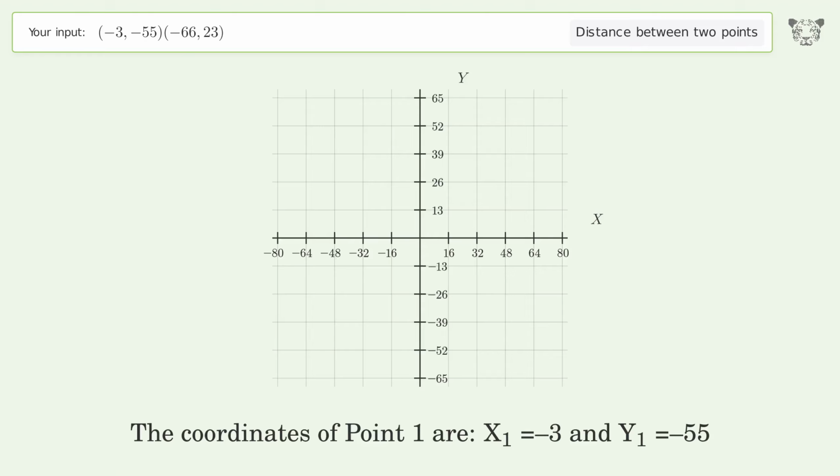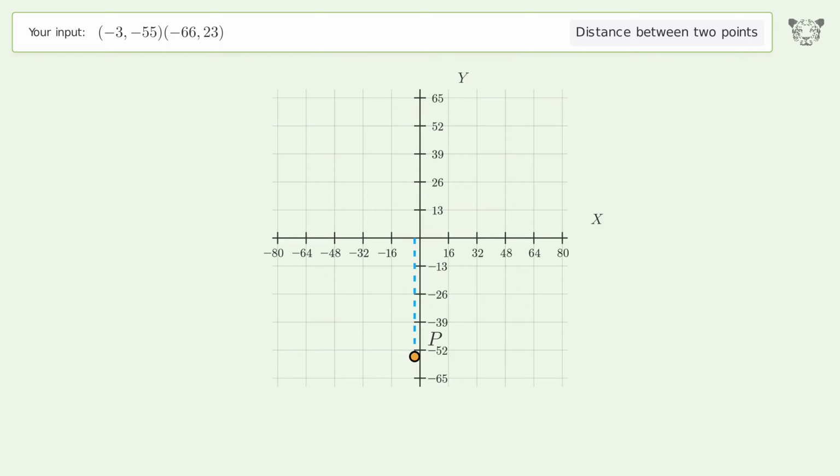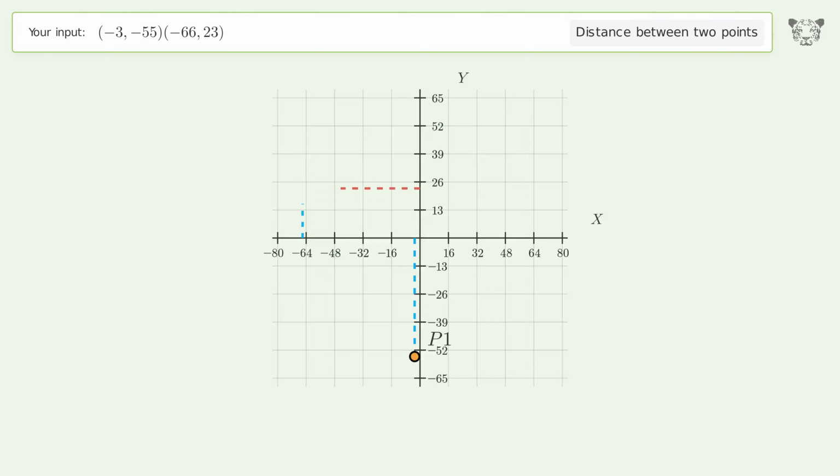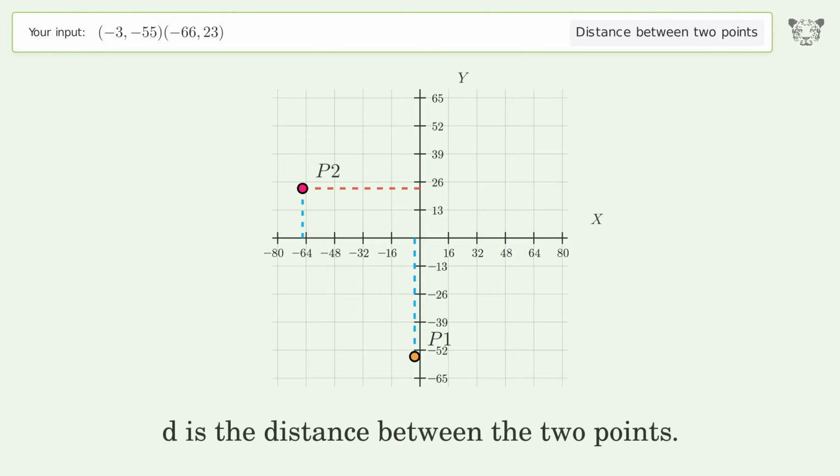The coordinates of point 1 are x1 equals -3 and y1 equals -55. The coordinates of point 2 are x2 equals -66 and y2 equals 23. D is the distance between the 2 points.